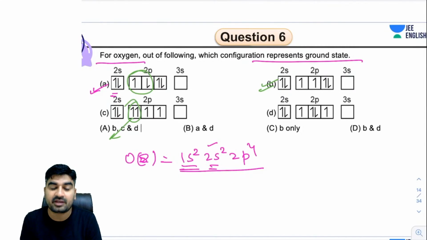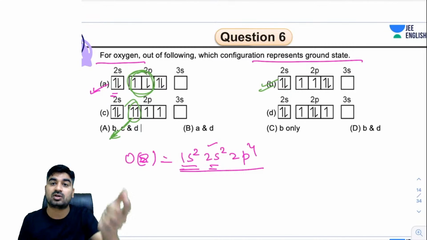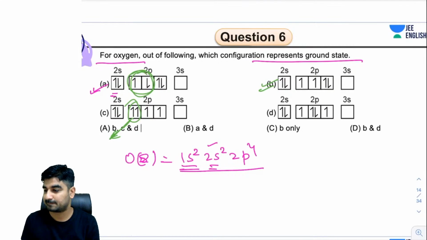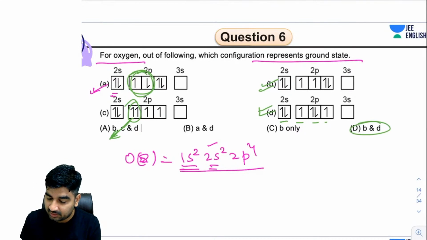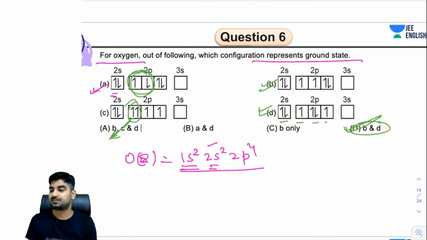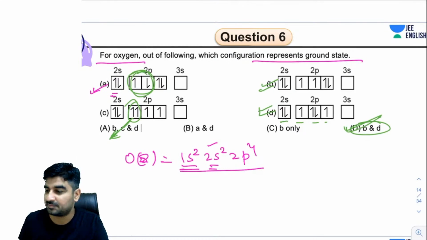Which rule is violated here? Pauli's. So it is also incorrect. And which rule is violated here? Hund's rule. You must know the rules. Which particular rule is violated where? So here this is correct. So B and D, it means D will be your answer.